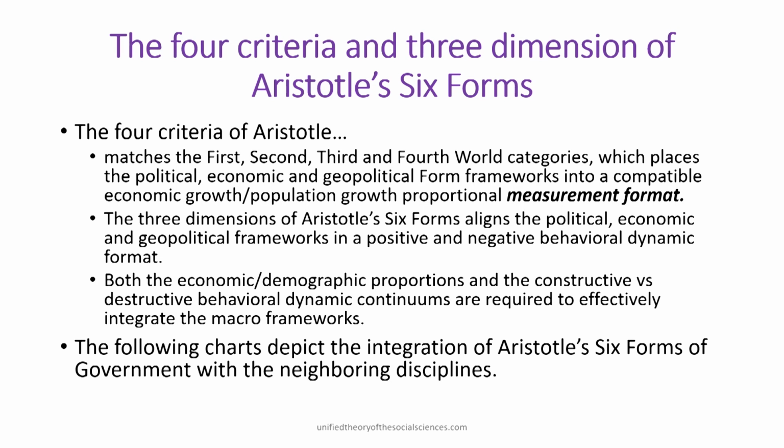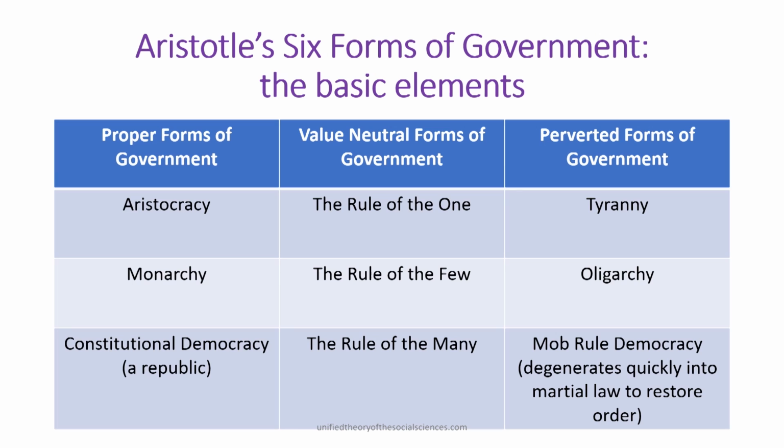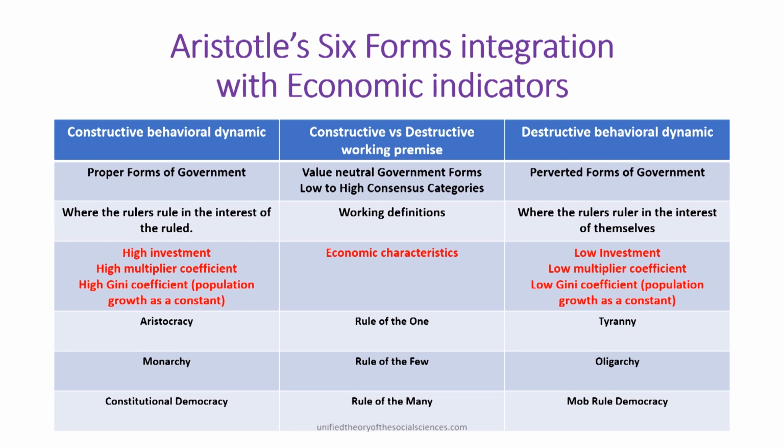The following charts depict the integration of Aristotle's six forms of government with the neighboring disciplines. In this chart, the value neutral forms are in the center: the rule of the one, rule of the few, and rule of the many. The proper forms of government are on the left side: aristocracy, monarchy, and constitutional democracy. The perverted forms are on the right side: tyranny, oligarchy, and mob rule democracy, which typically degenerates quickly into martial law to restore order.